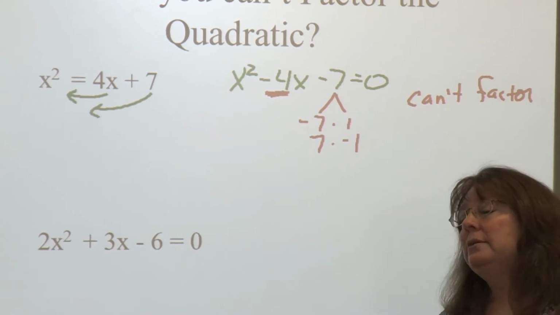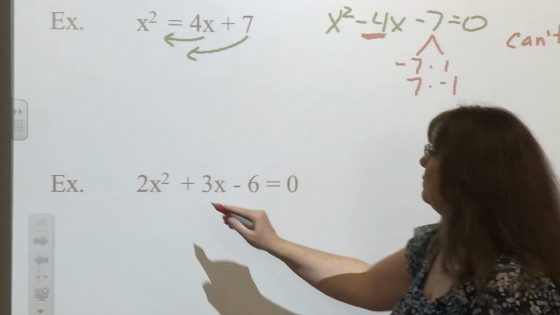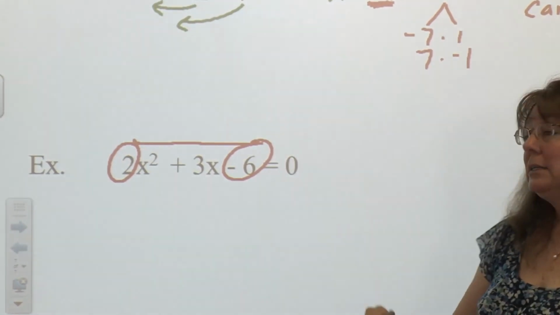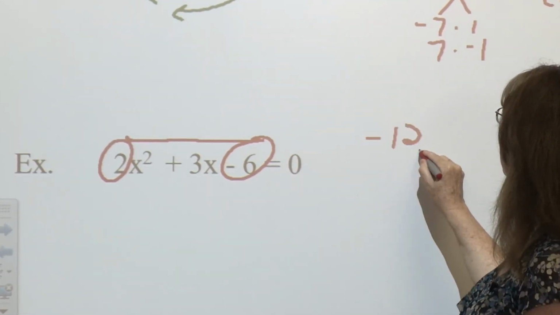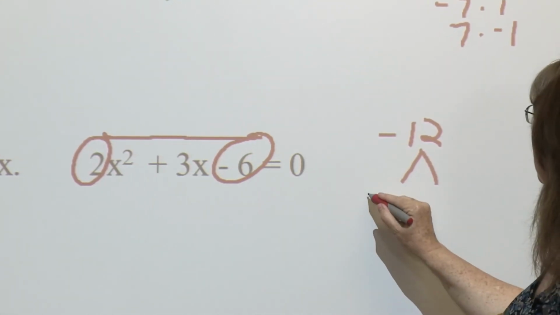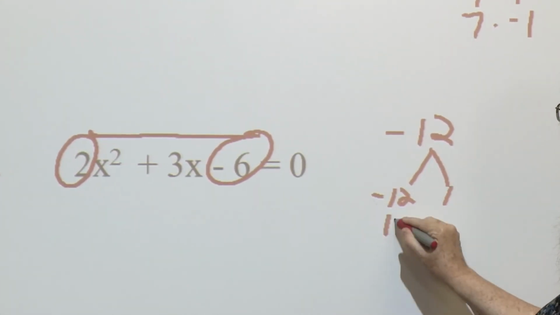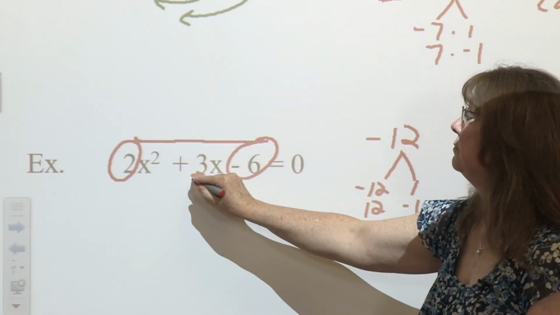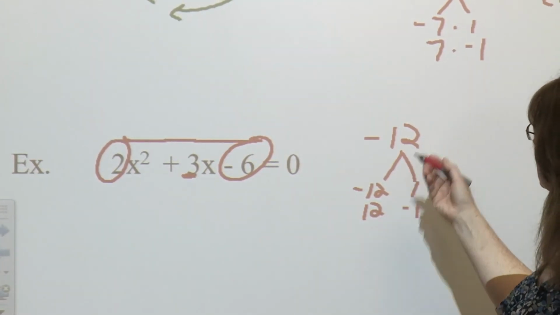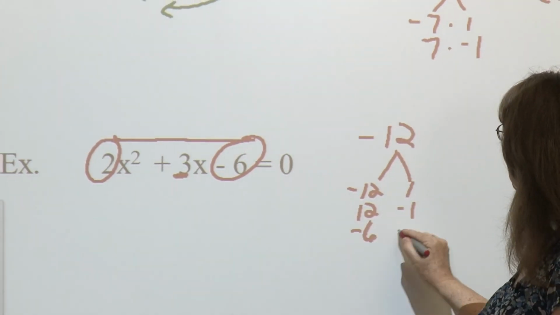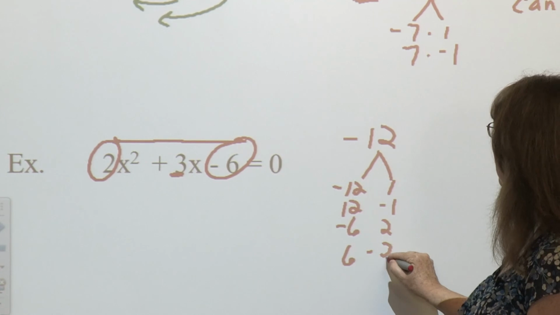Take a look at the next one. The same idea. I've got a 2x squared and a negative 6. A times c will give me negative 12. So I want to list factors for negative 12. I have negative 12 and 1, or 12 and negative 1. Neither of these add to give me a positive 3. Let's list all of our factors for 12. We've got negative 6 and 2, or 6 and negative 2.